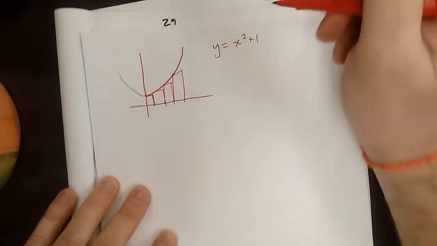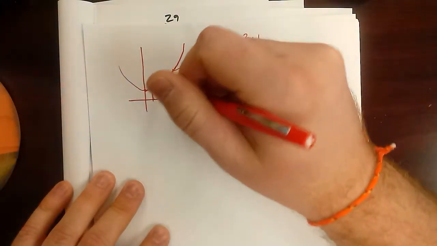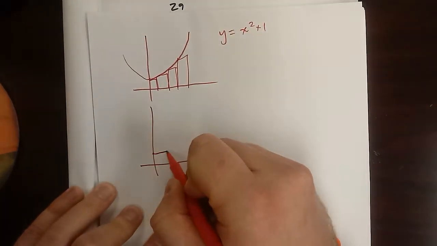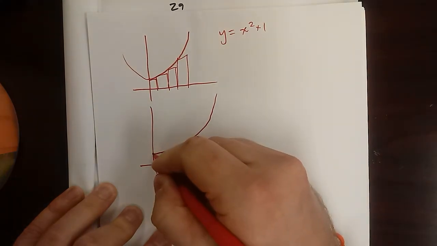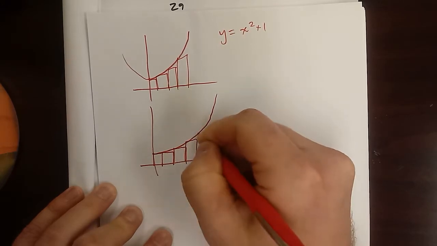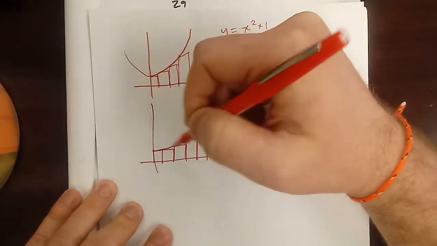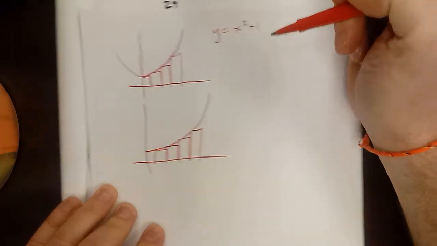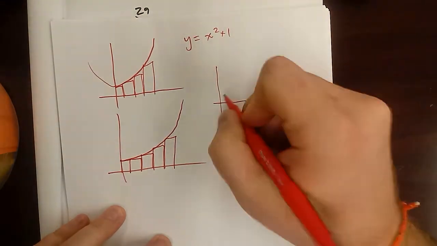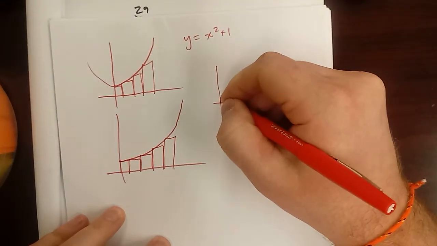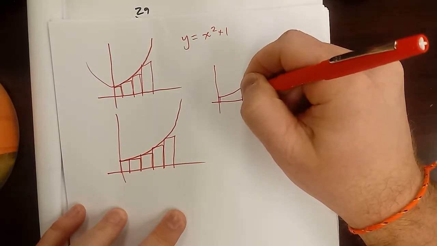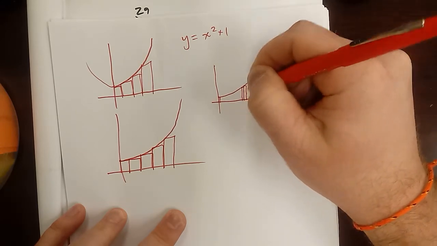So an obvious way to reduce the amount of space that's there is to use more rectangles. People were like, instead of using 4, what if I use 5 rectangles? If we use 5 rectangles, there's going to be less space there. Instead of 5, what if I used 100 rectangles? Those little spaces would be so much smaller, so much less space here.